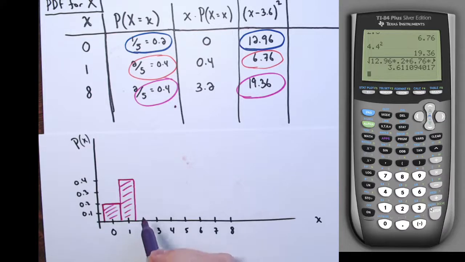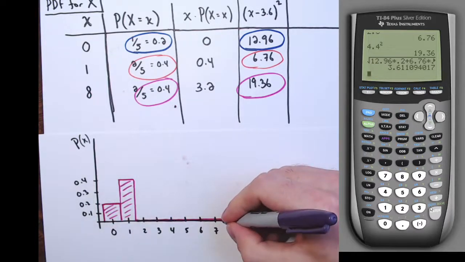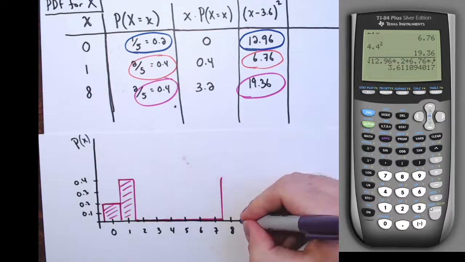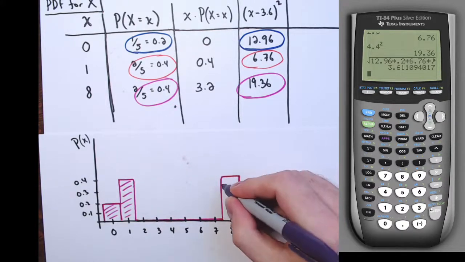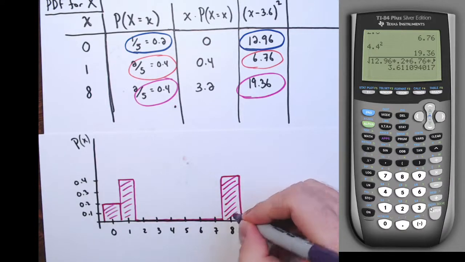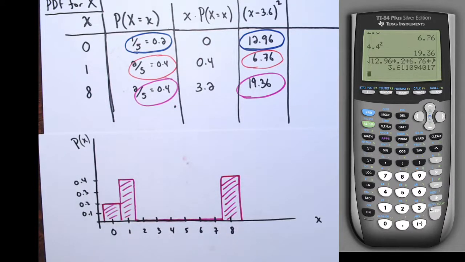And the probability that x equals 2, 3, 4, 5, 6, and 7 is all 0. So technically I can make bars of height 0 here, all on the axis. And then the probability that x equals 8 is also 0.4. So it's got the same looking bar as the 1 bar did. So there's a histogram for this probability density function of x.